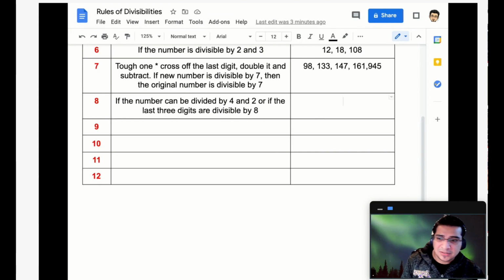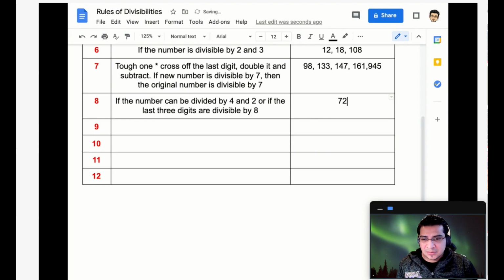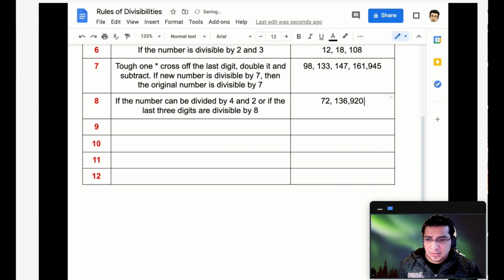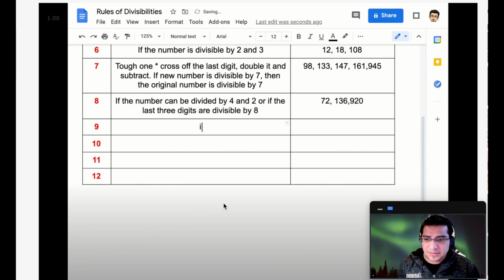If you have a 2-digit number, then you can't really tell. So for 2-digit numbers, I will use divisible by 4 and 2. But for 3-digit numbers, if the last 3 digits are divisible by 8. So 136, 920, for example, okay, and you just divide it by 4 and 2, and then that's divisible by 8.